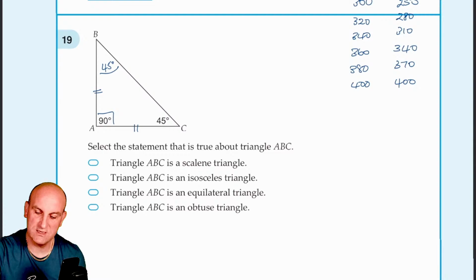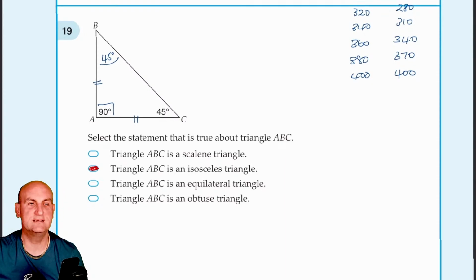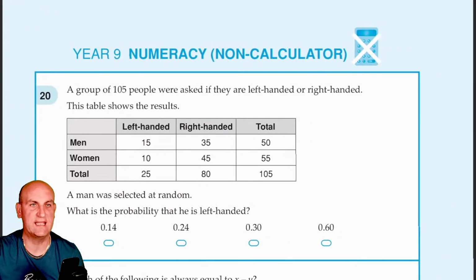So again, in that situation, there can only be one answer. And what did I say it was? It's going to be isosceles. He says, mispronouncing it because I can.